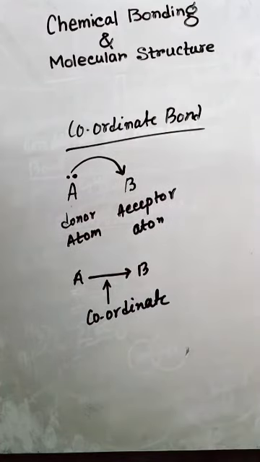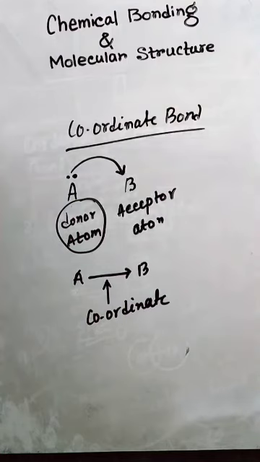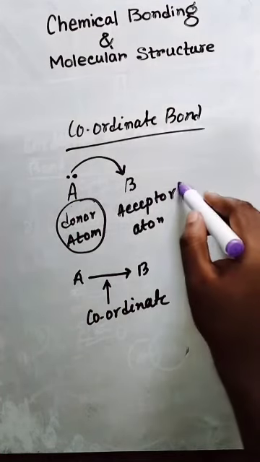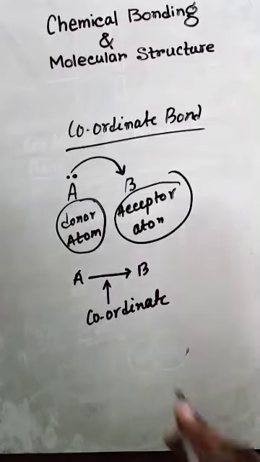And for coordinate bond, two conditions have to be maintained. In the case of the donor atom, there must be an extra electron pair present, and for accepting electrons, the acceptor atom must have a vacant orbital, either a vacant p or a vacant d, because actually donation occurs from lone pairs or negatively charged electrons to the vacant p or d orbital. This type of bond is known as coordinate bond.